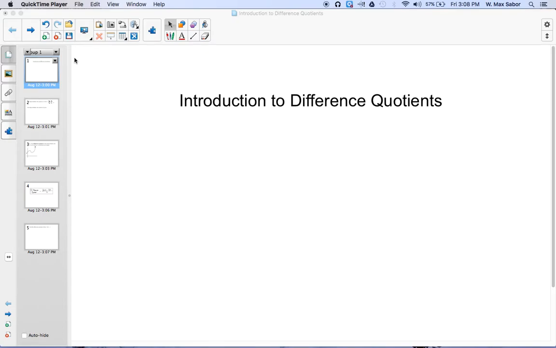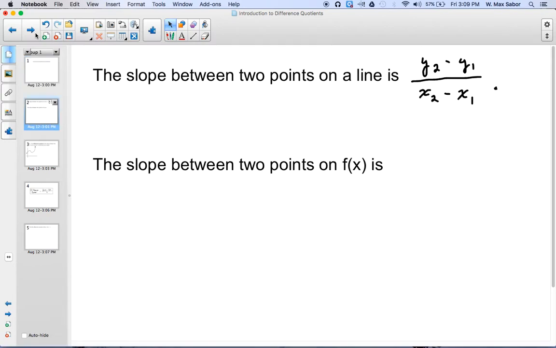Today we're going to talk about difference quotients. It's a scary sounding phrase, but it's not very hard. It connects to the idea of slope. So you should remember that the slope between 2 points on a line is change in y over change in x. Now what if we were talking about 2 points on some random function?